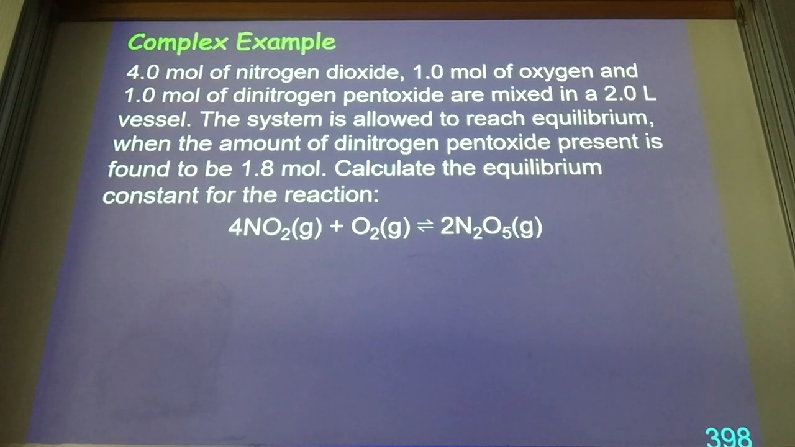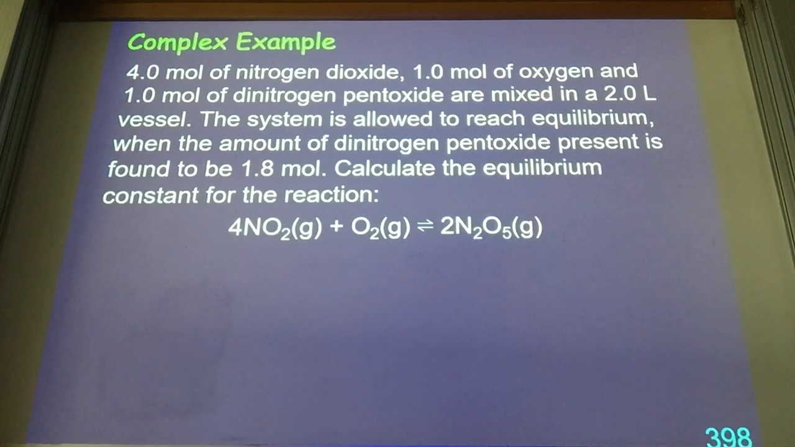But the more serious issue is the fact that all this lovely numerical information we're given is not what's present at equilibrium. It's what happens at the start. It's what's added at the start. It's the initial conditions. What do we know about the system at equilibrium? All we know is N2O5 is 1.8 moles. We don't know how much NO2 or how much O2 is present.